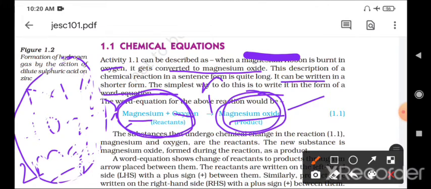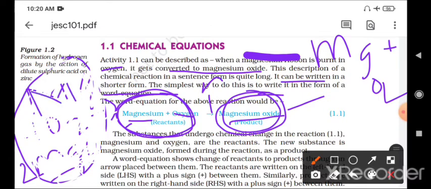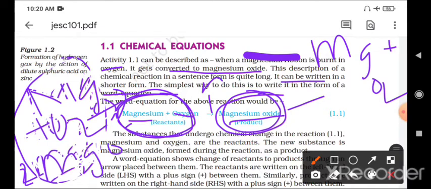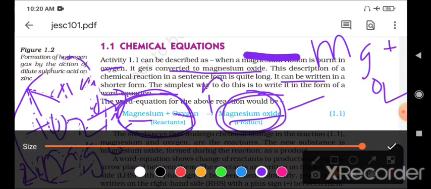The substances that undergo chemical changes in reaction 1.1, magnesium and oxygen, are the reactants. So here we already know Mg plus oxygen, this is the 2, gives magnesium oxide. So that is Mg plus O2 gives 2 MgO. This is called the reactant side.